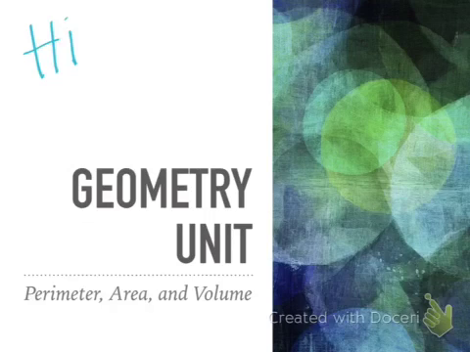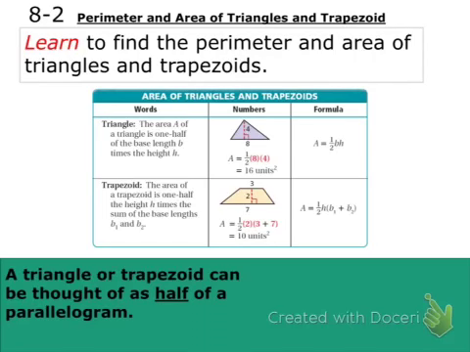So this is only the second lesson in our unit, but we're going to start to get a little bit difficult pretty quickly. Today we are going to be studying the perimeter. We're going to really focus on perimeter. There's a little bit with area, but mostly perimeter of triangles and trapezoids. So the learning objective today is learn to find the perimeter and area of triangles and trapezoids.